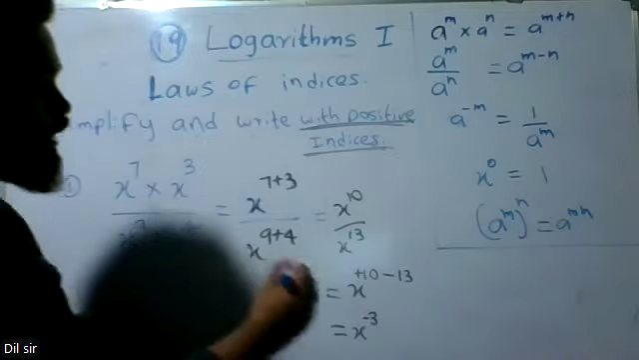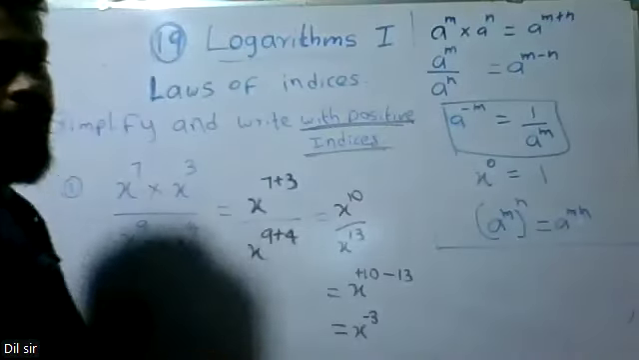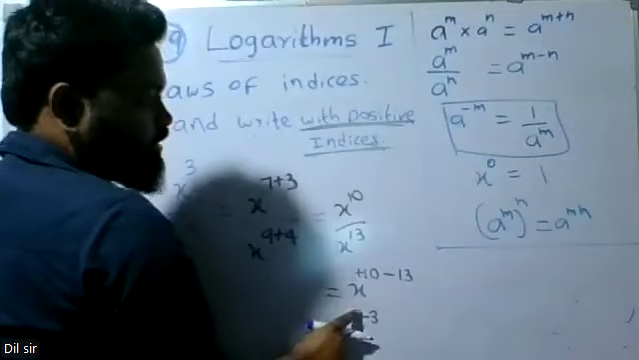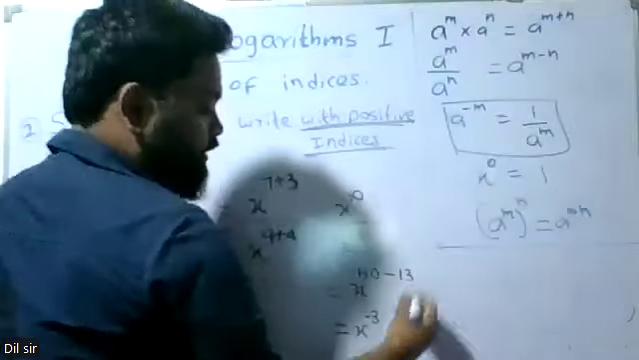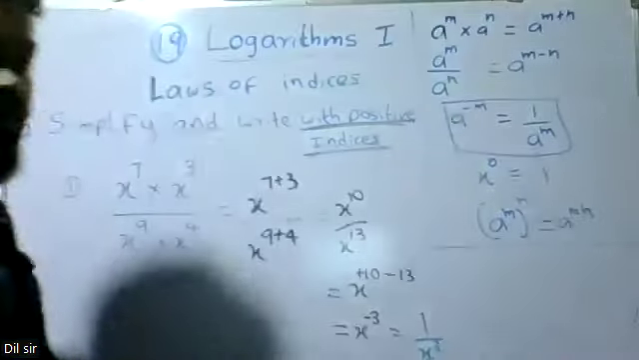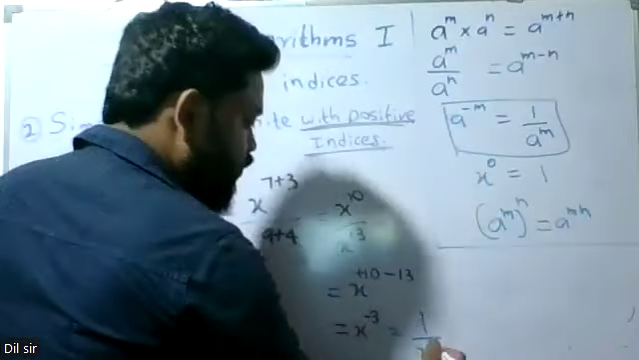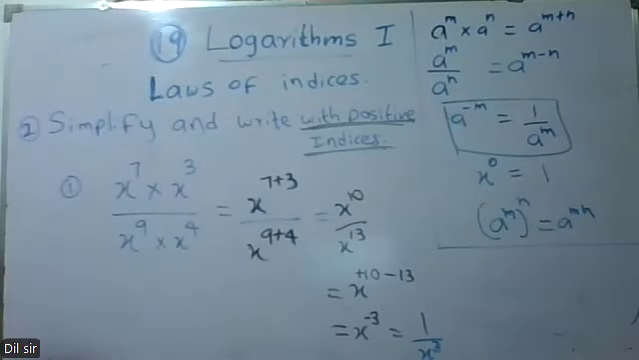So children, when we get a negative index here, we must make it positive. x to the power minus 3 is like a to the power minus m. When we have a to the power minus m, we write 1 over. So, 1 over x to the power 3.